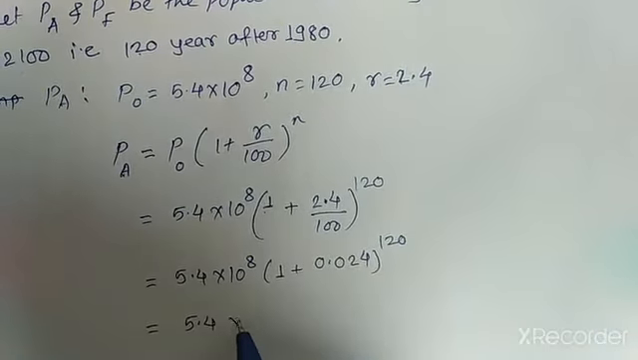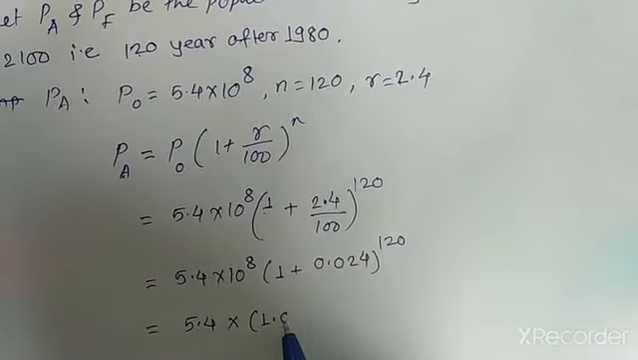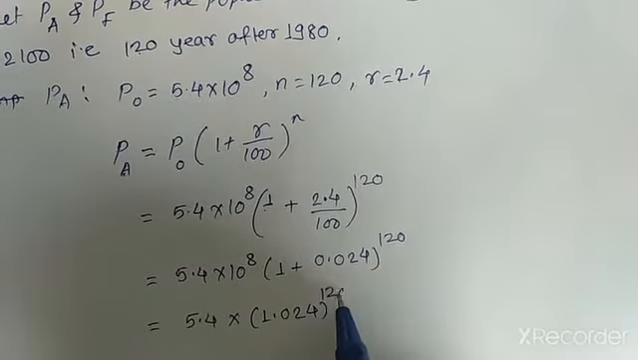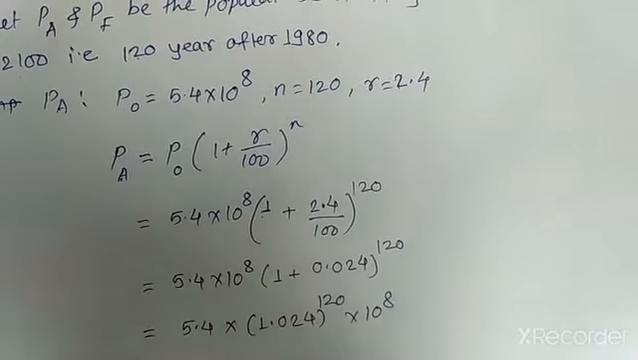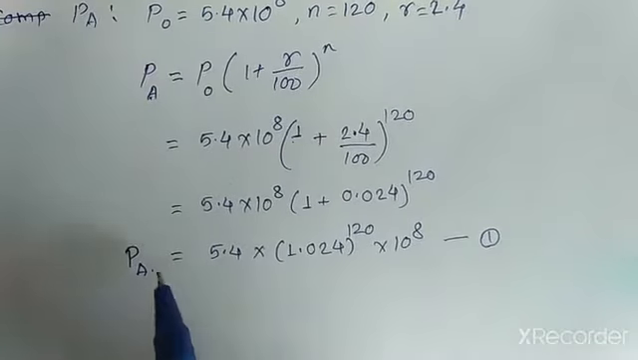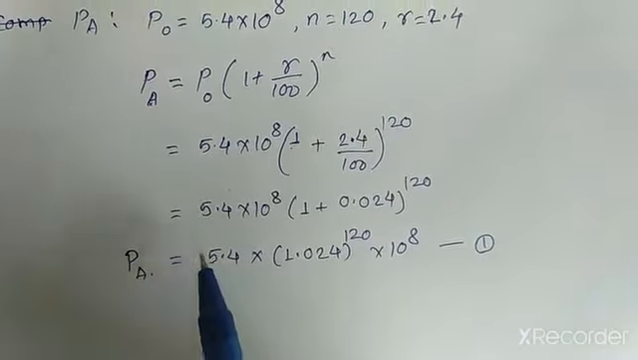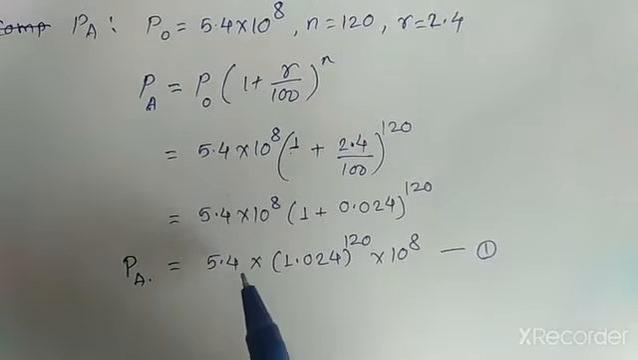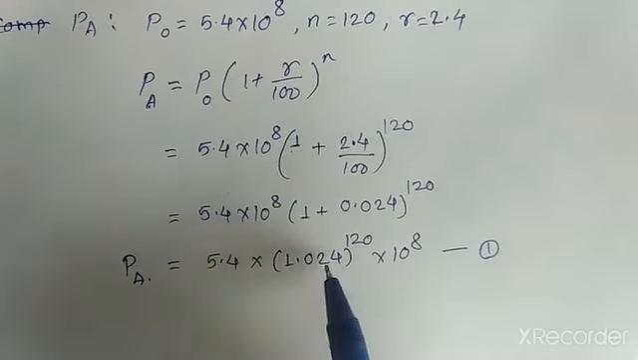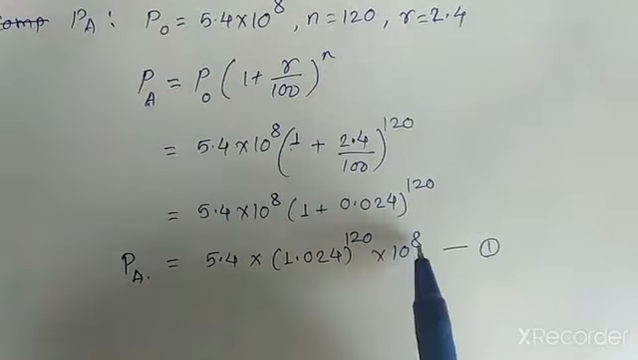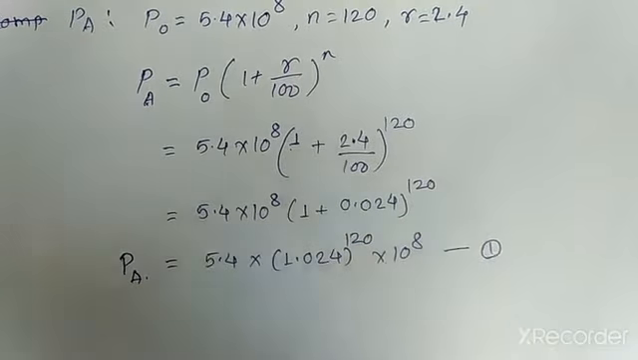So it will be 5.4 into 1.024 raised to 120 into 10 raised to 8. So here the population of Andhra Pradesh after 120 years will be 5.4 into 1.024 raised to 120 into 10 raised to 8. Write it as equation number 1.